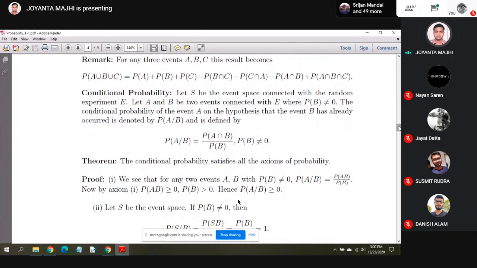Now we discuss conditional probability. Let's consider that E is a random experiment. Therefore, there is a sample space S. We say that A and B are two events connected with E, and probability of B is not equal to 0. That means that B is not an impossible event. Then the conditional probability of the event A on the hypothesis that the event B has already occurred is denoted by probability of A by B.